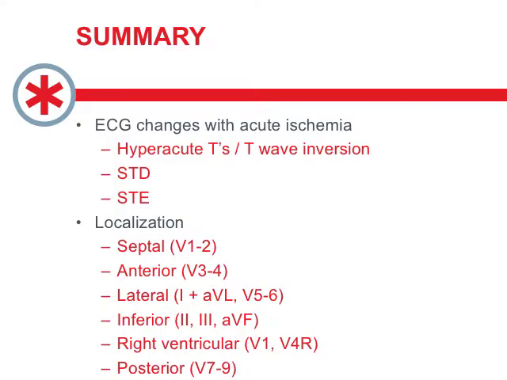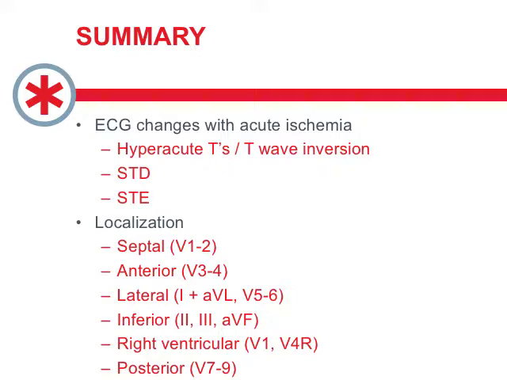So that is a quick summary and probably just a review for most of you. Just a reminder, the ECG changes we look for with acute ischemia: hyperacute T waves, and sometimes T wave inversions, although a little less frequently acutely; ST depression, of course, which is non-localizing; and then ST elevation, which is the big STEMI we're going to be worried about.